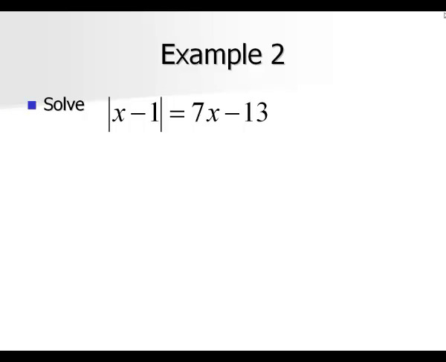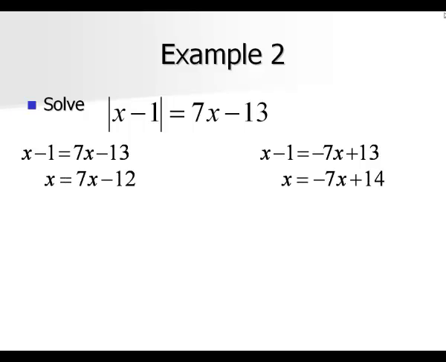Example 2. We have absolute value of x minus 1 equals 7x minus 13. Our first equation is going to look just the same. X minus 1 equals 7x minus 13. In the second equation, leave the x minus 1 the same, but change the sign of the 7x and change the sign of the 13. So it'll be equal to negative 7x plus 13. We're going to solve for x in both equations.